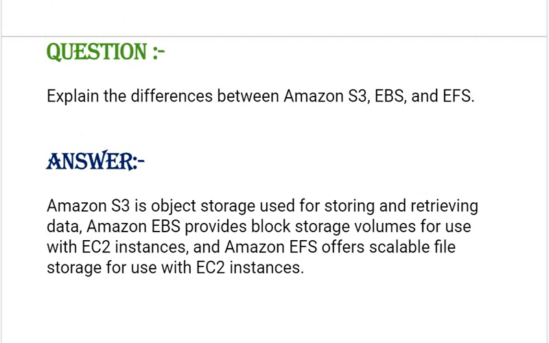Our next interview question is: explain the differences between Amazon S3, EBS, and EFS. Your answer should be: Amazon S3 is object storage used for storing and retrieving data. Amazon EBS provides block storage volumes for use with EC2 instances, and Amazon EFS offers scalable file storage for use with EC2 instances.